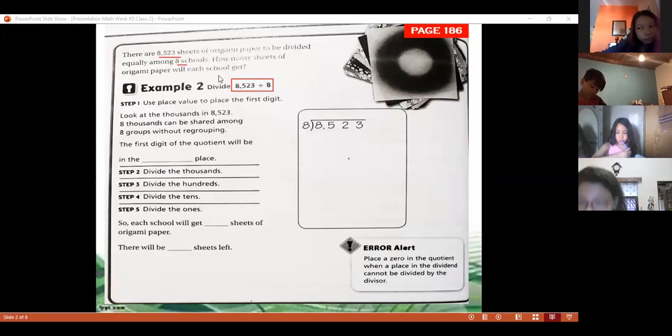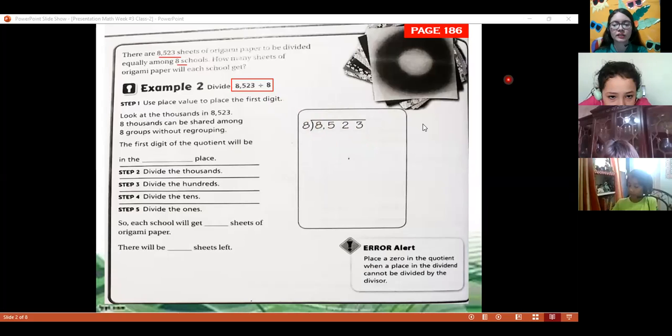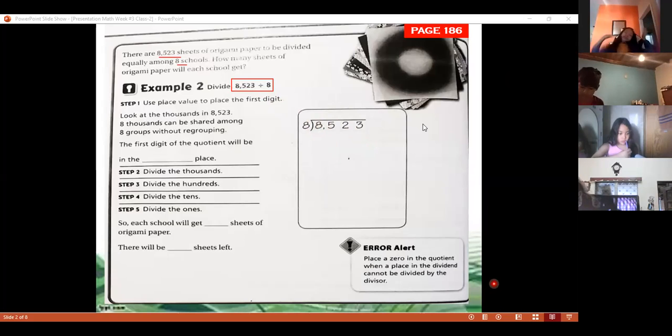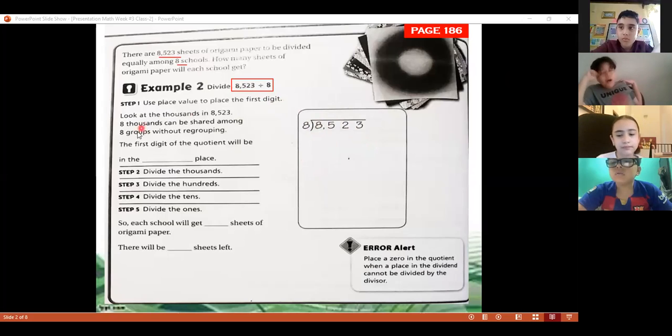But it says, step number 1, use place value to place the first digit. So we have here 8,523 divided by 8. This is the representation. We can represent the division in this way or in the other way. Now, we need to divide. It says, use the place value to place the first digit.